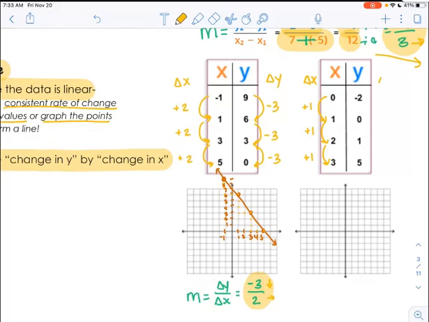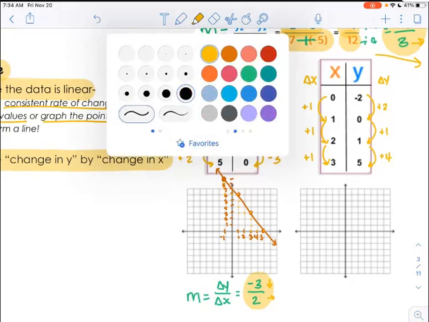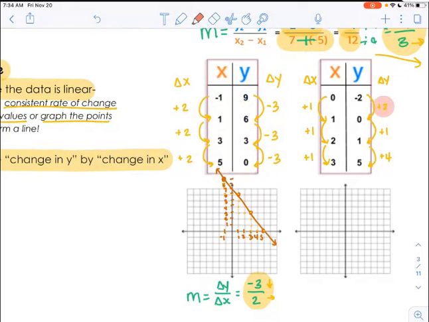Now let's take a look at change in y. To get from -2 to 0, that's a +2. To get from 0 to 1, that's a +1. And to get from 1 to 5, that would be +4. Are these changes consistent? No, we're not changing at a constant rate with the y values. Whoops, that kind of drowns out what I wrote. These are not changing at a constant rate.